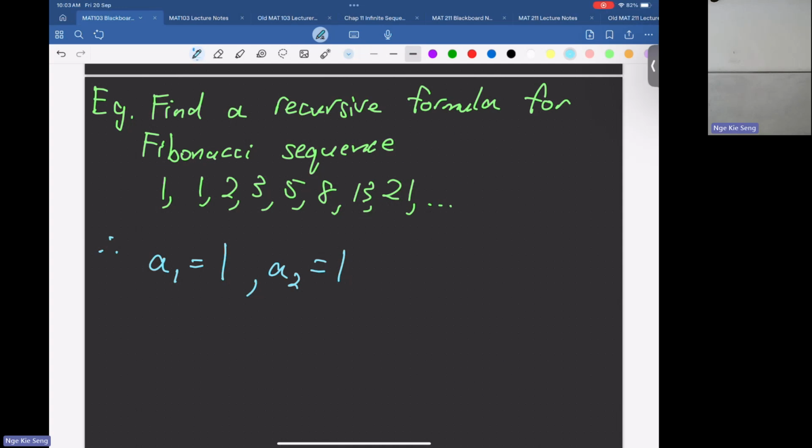Maybe just the previous 2 will work. 2 plus 1. Let's guess again. Next one is 5, the previous 2, 2 and 3, added together give 5. Seems like it's working. Next is 8, also 5 plus 3, and so on and so forth. So if we set two base cases here, and then set a_n equal to the sum of the previous two terms, we'll get the Fibonacci sequence.